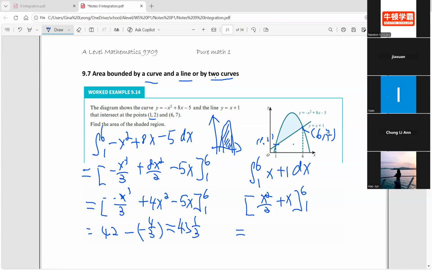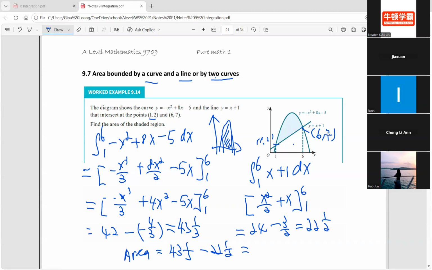Okay, same thing. I will press the calculator. x squared over 2, then plus x, calculate 6, 24, minus, calculate 1, 3 over 2. Okay, so 24 minus 3 over 2, 22 1 over 2. Okay, above minus below. So the area will be 43 1 over 3 minus 22 1 over 2.